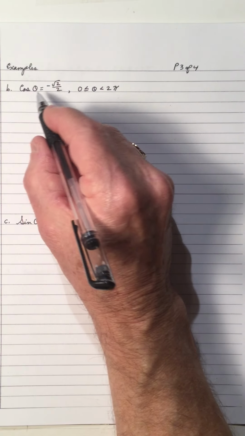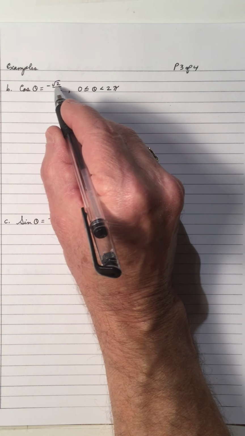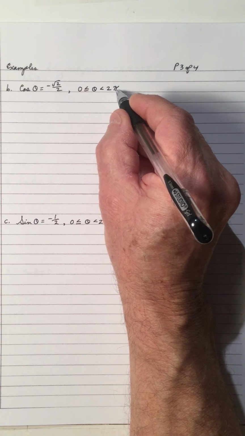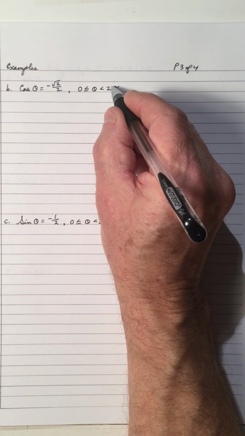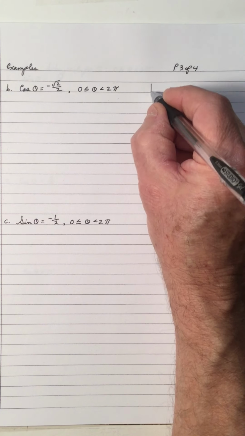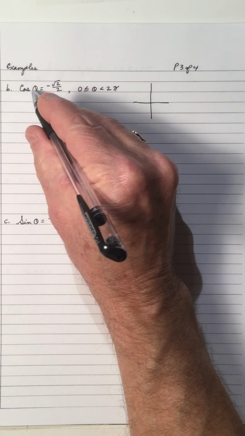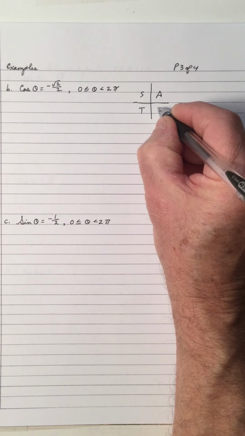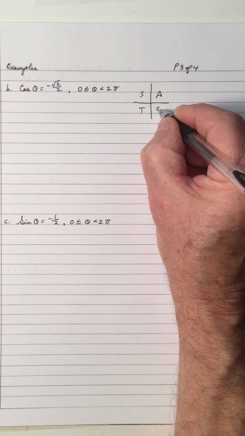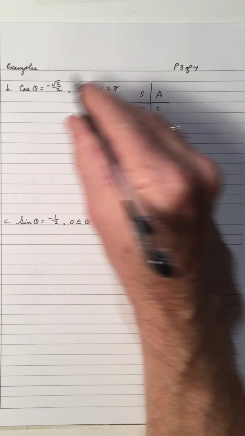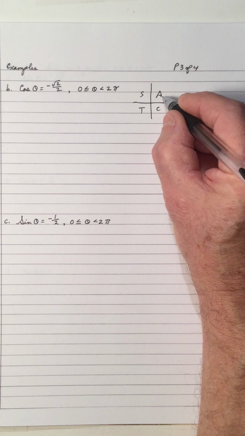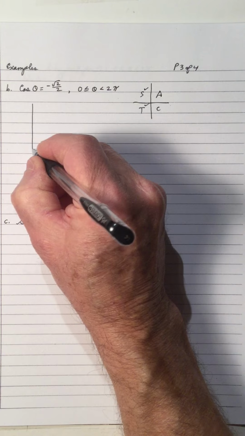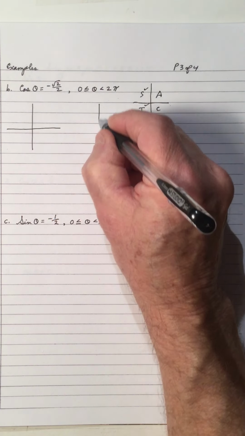B, another example. Cos theta is a negative root 2 over 2, and 0 less than or equal to theta less than 2 pi. Again, this indicates I want it in radians. So we have to look at where cos is negative. So we add sugar to coffee, or we do the CAST rule and start with C here. Cos is positive in 1 and 4, so it's negative in 2 and 3. So we'll draw the diagram in 2 and 3.